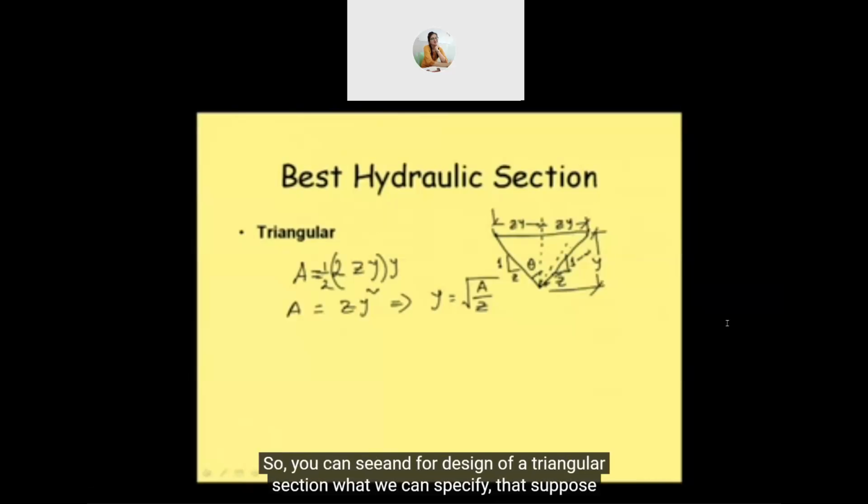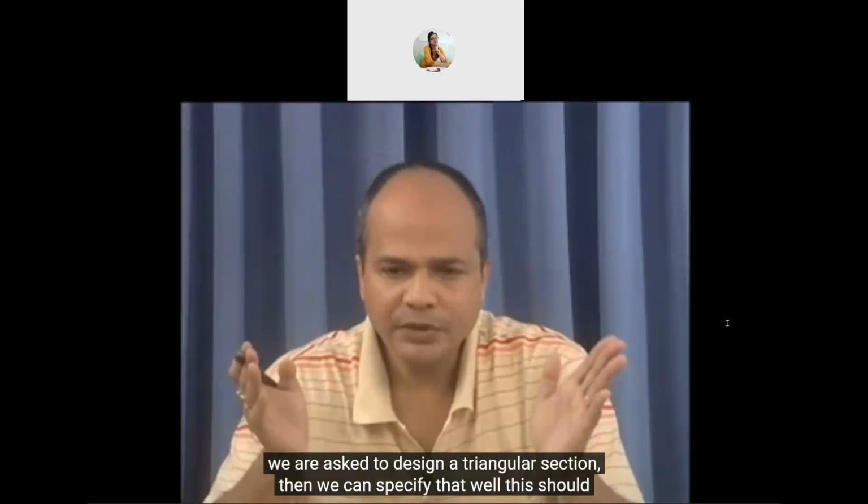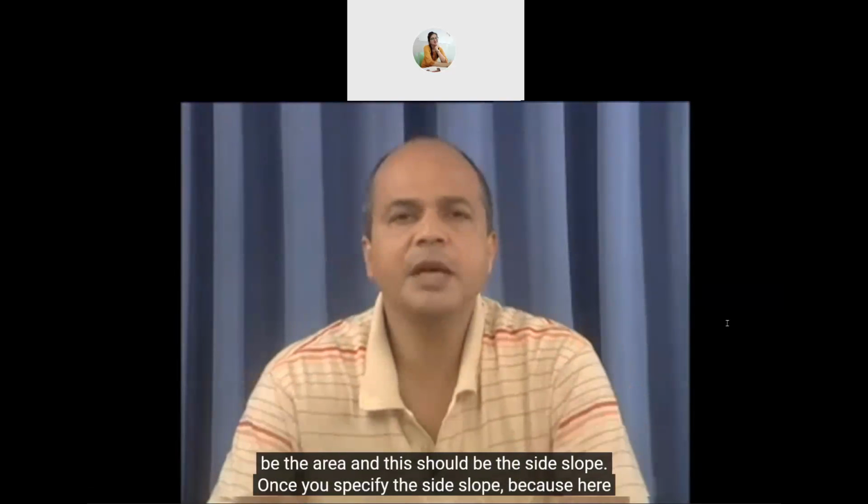So we can see, and for design of a triangular section, what we can specify is that, suppose we are asked to design a triangular section, then we can specify that, well, this should be the area and this should be the side slope.